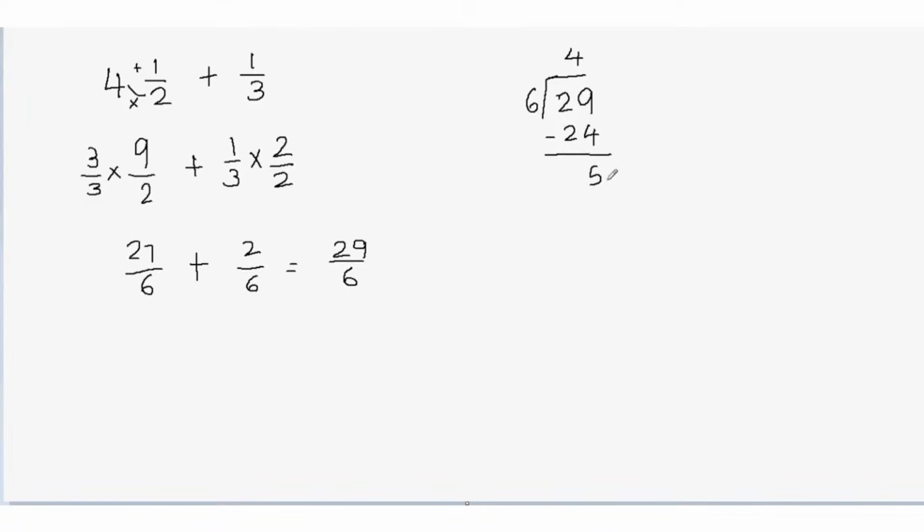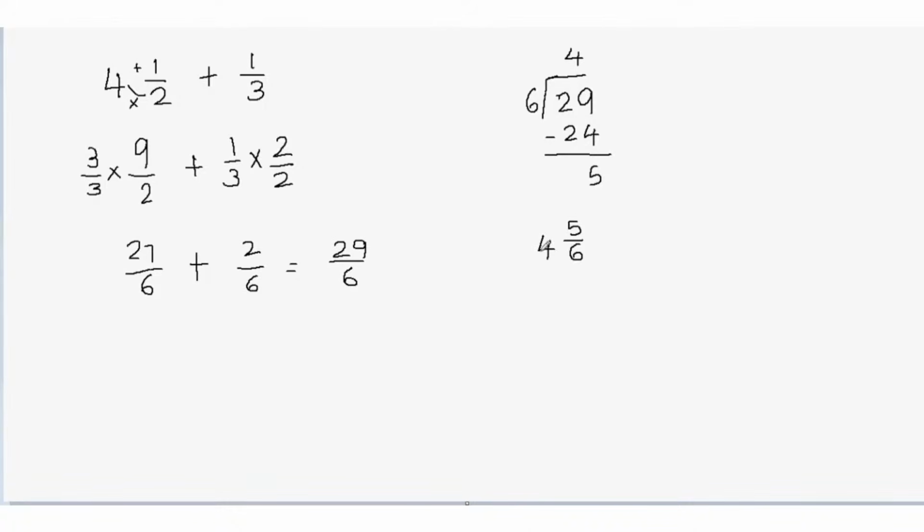And how do I write this? I write my quotient first, which is 4. Then the remainder becomes my fraction's numerator, so 5 goes on top. And then the divisor goes in the denominator. This is how you write the mixed fraction. Your remainder becomes your fraction's numerator, and the divisor becomes the denominator.